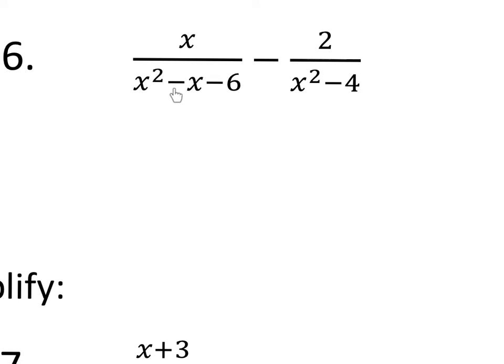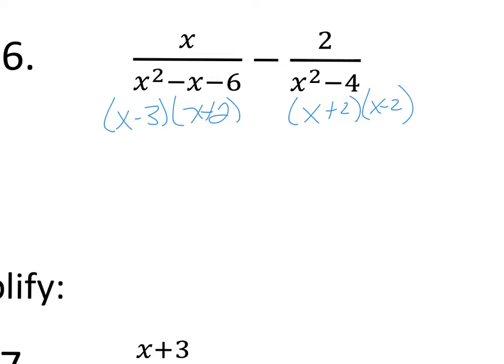X squared minus x minus 6 factors to be x minus 3, x plus 2. X squared minus 4 is the difference of squares, so it factors to be x plus 2, x minus 2. So our common denominator has to have an x minus 3 and an x plus 2. Over here, we've got the x plus 2 covered if we add that one in, so we'll have to add an x minus 2. So our common denominator will be x minus 3, x plus 2, x minus 2.